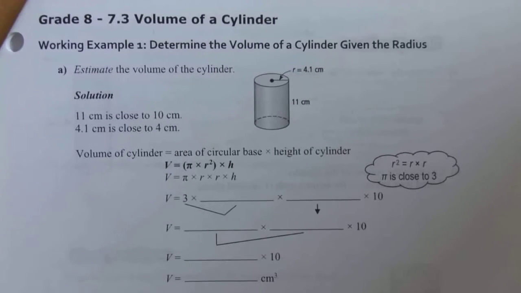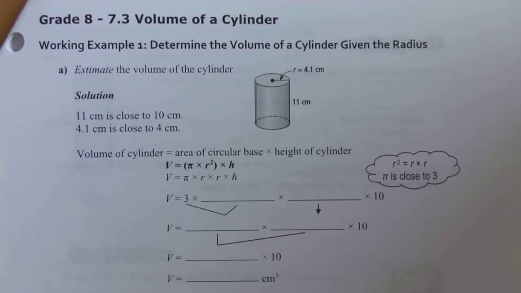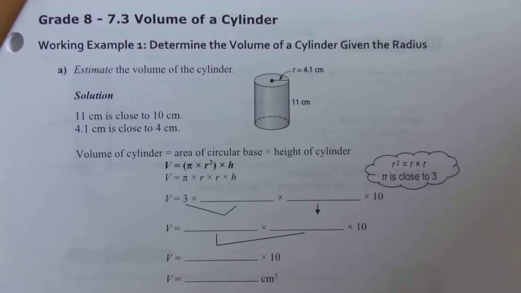So, its dimensions, we're going to pick some close numbers. Its actual dimension is 11 centimeters for height. That's close to 10, so for an estimate we can use 10. 4.1 for a radius, we'll use 4 as an approximation.